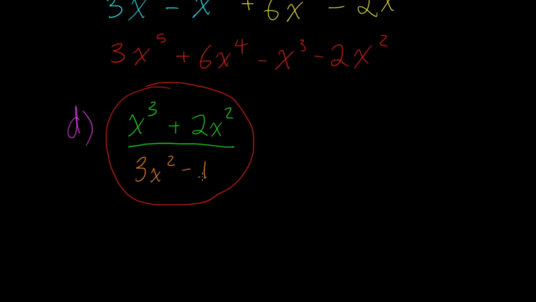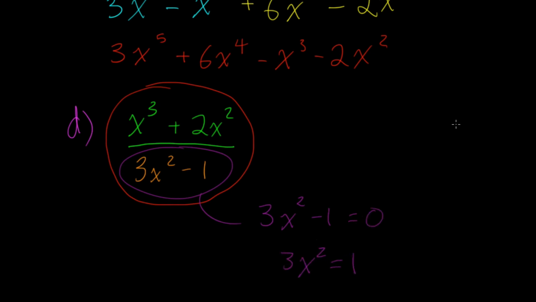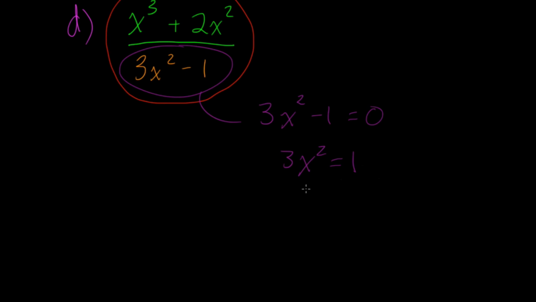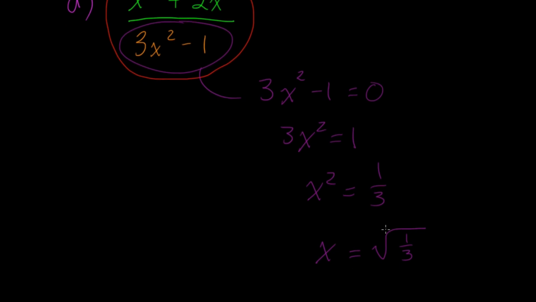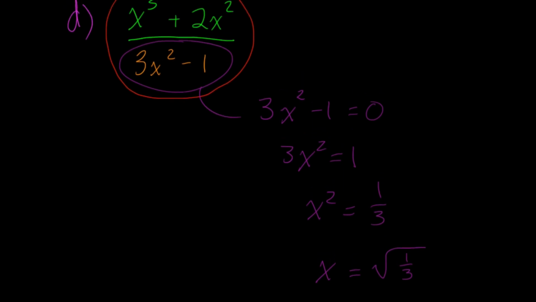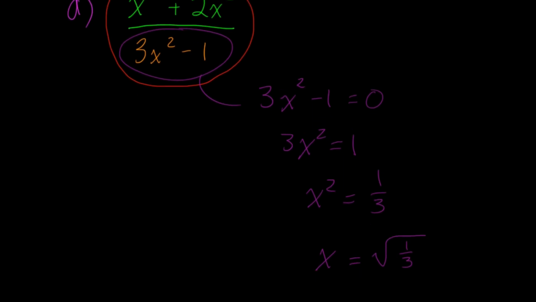And then for this one, the domain excludes all the points where the denominator is equal to 0. So we'll set 3x squared minus 1 equal to 0. You get 3x squared is equal to 1. Add 1 to both sides, divide everything by 3, and you get x squared is equal to 1/3. And then find the square root to cancel that x squared. The function is undefined when x is equal to the square root of 1/3, but that is both the positive and negative square root.